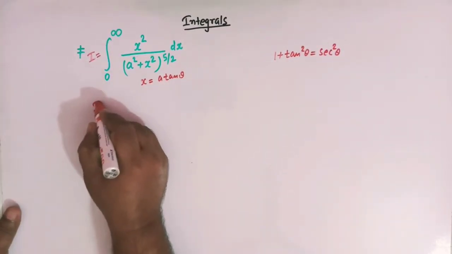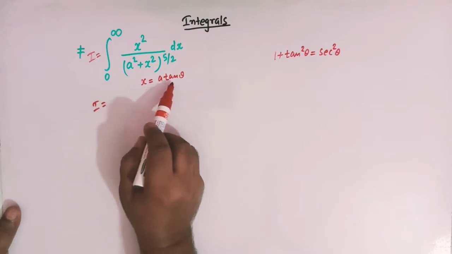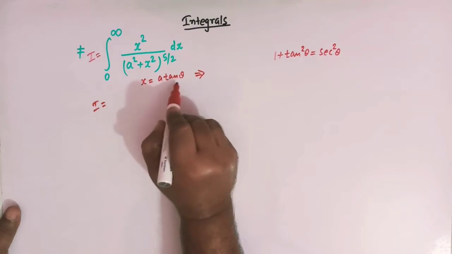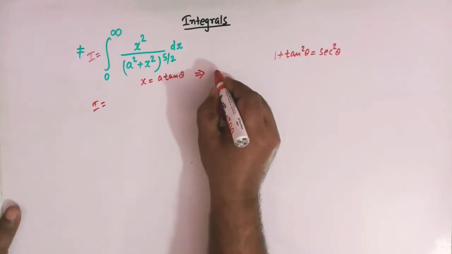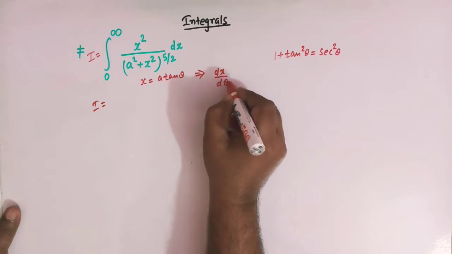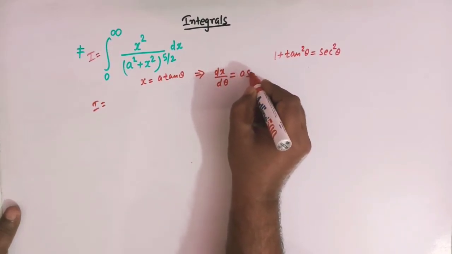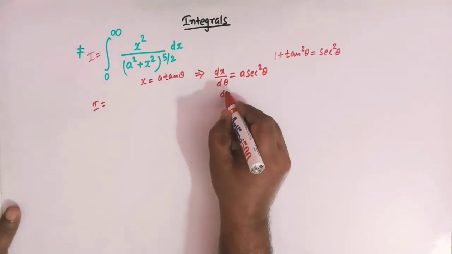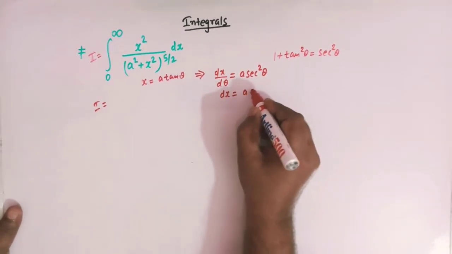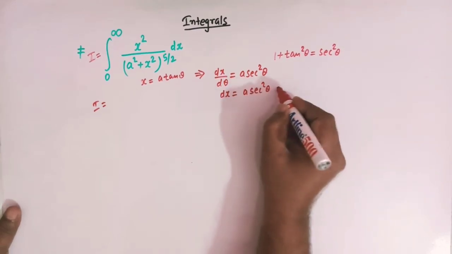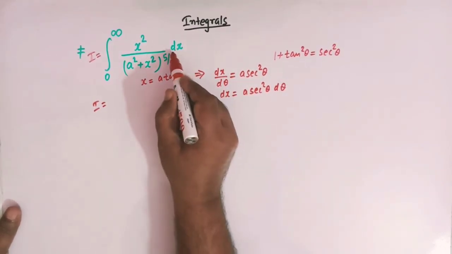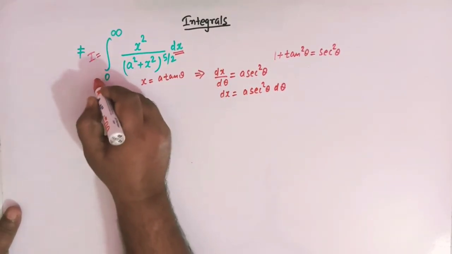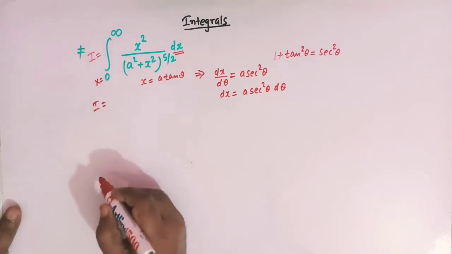Now x is equal to a tan theta, so we differentiate both sides with respect to theta. We have dx over d theta equal to a secant squared theta. So dx can be written as a times secant squared theta d theta. For dx we have this value, and now x varies from 0 to infinity.